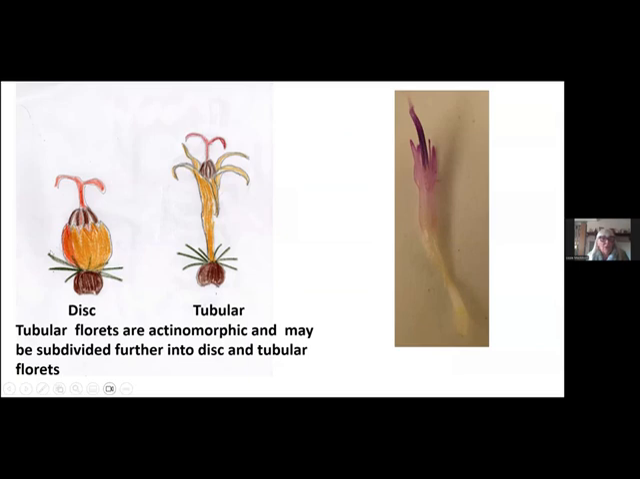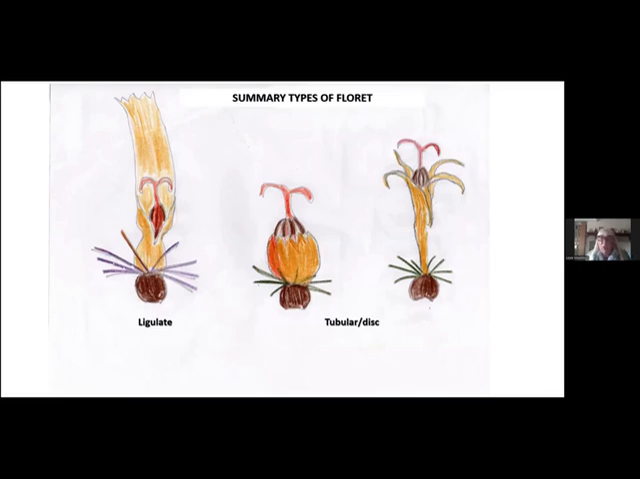So same as the ligulate in the sense that it's got the stamens wrapped around the style, forked stigma, and the corolla tube here, but just radially symmetrical, not just on one side. Okay, so two types of floret, but the third one, if you count disc and tubular as subdivisions.